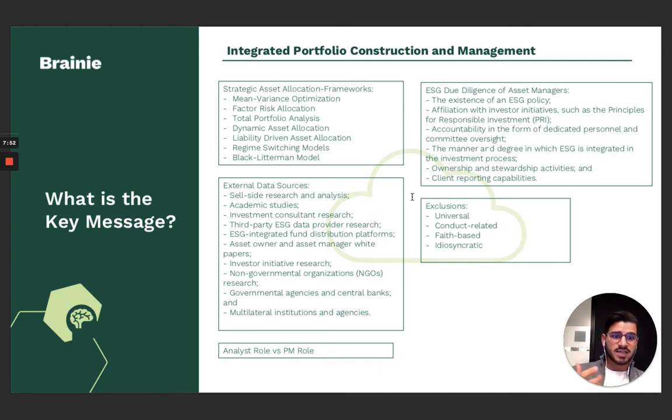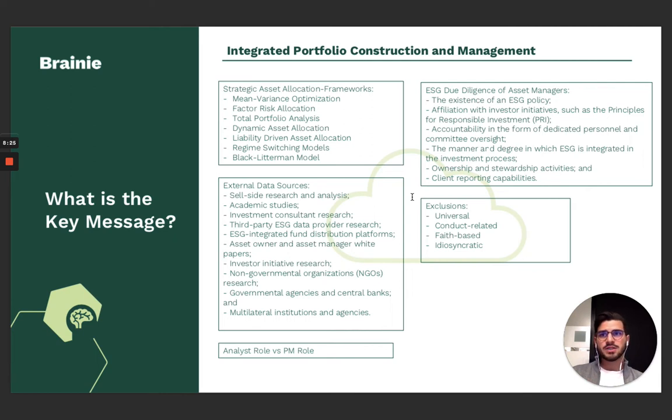It talks about exclusions. And exclusions are important because it's the most common and most simple way of ESG integration. There are, generally speaking, 4 ways to exclude. These are universal, conduct-related, faith-based, and idiosyncratic. You will be given examples of each of these approaches. The next chapter then will look at the popular ESG indices and integration within the asset class.